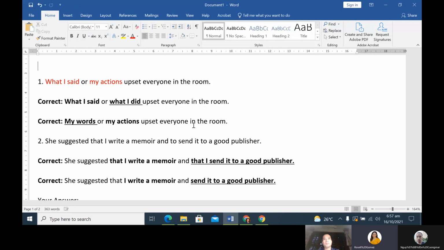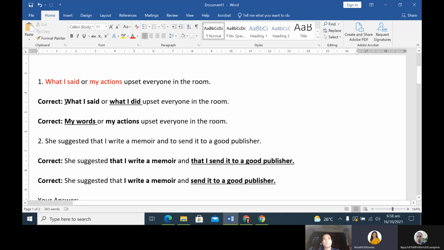It doesn't sound good because the two important parts of the sentence, what I said and my action, are not similar in construction. So that is why this makes the sentence not correct, not parallel. But you observe the sentences here.